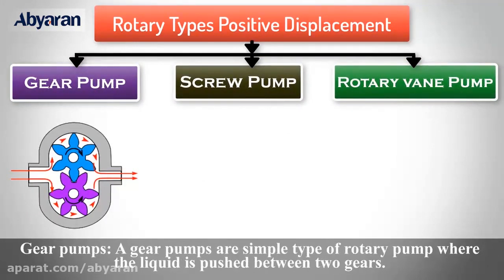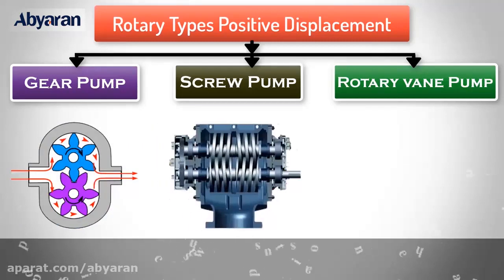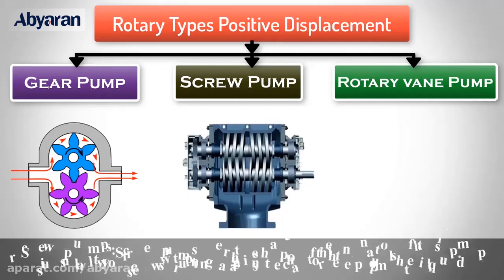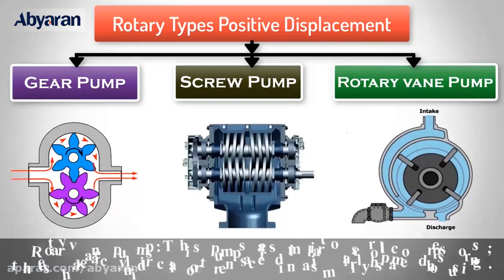Gear pumps. Gear pumps are a simple type of rotary pump where the liquid is pushed between two gears. Screw pumps. The shape of the internal of this pump is usually two screws turning against each other to pump the liquid. Rotary vane pumps.